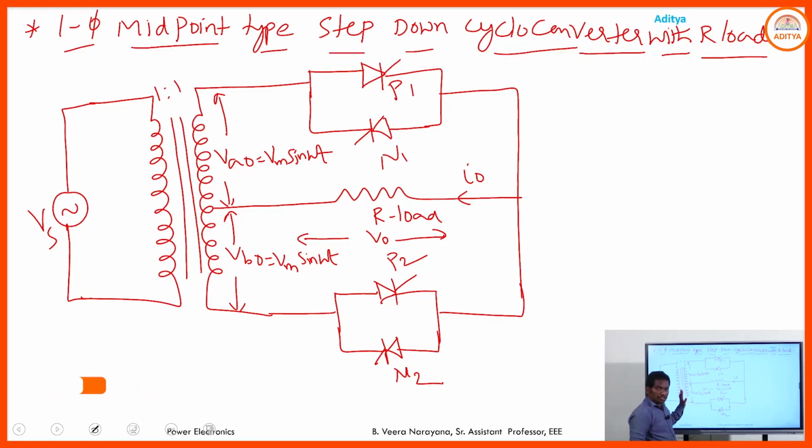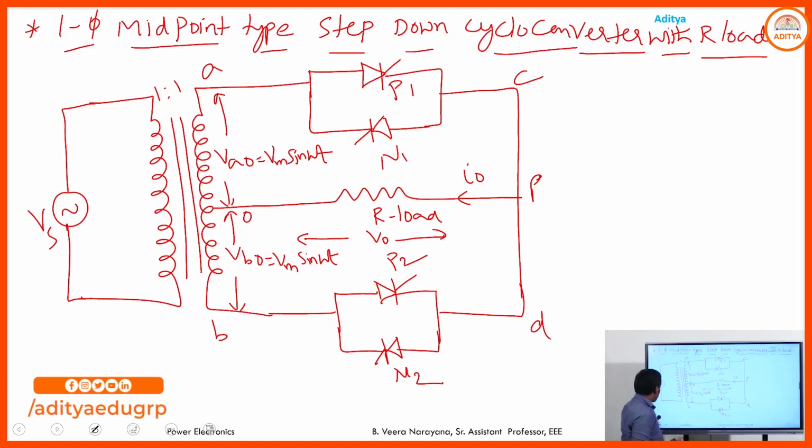The circuit consists of one isolation transformer whose secondary winding is provided with a center tapping, and it consists of 4 ideal switches which are numbered P1, N1, P2, N2. The load is connected between the center tapping of the secondary winding of the transformer and this point. Consider this is terminal A and this is terminal B, and this is C and D.